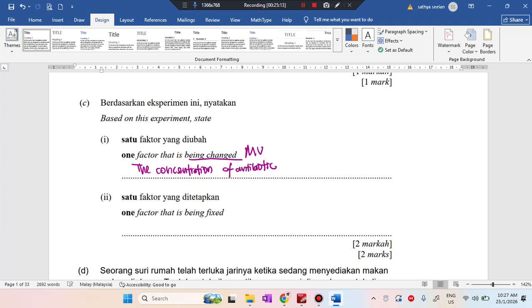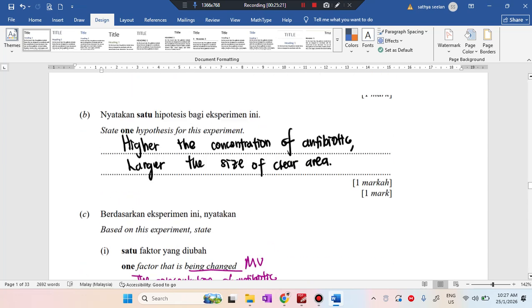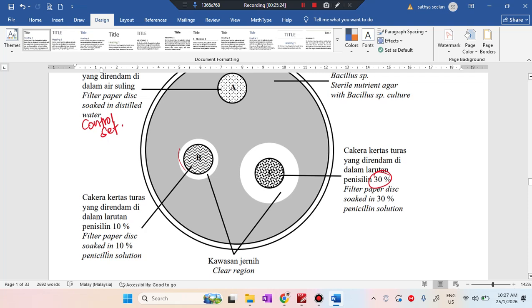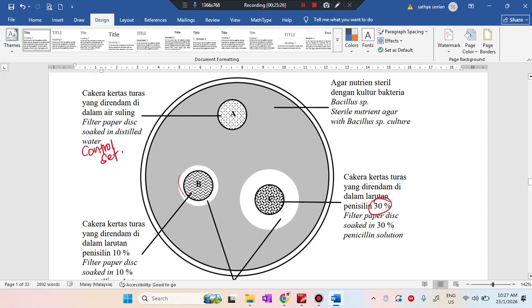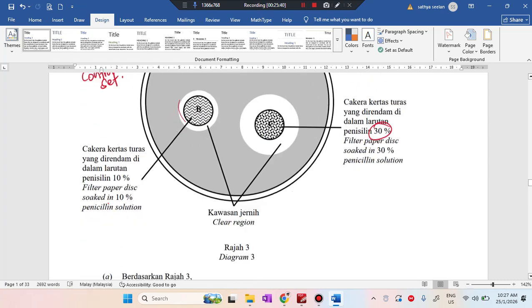Okay, how about the responding? No, this is not responding. Being fixed. Yeah, the constant variable. So what is constant here? The size of the filter paper must be the same. If it is different, then it will create a different area. Correct or not? So the size of the filter paper must be the same.